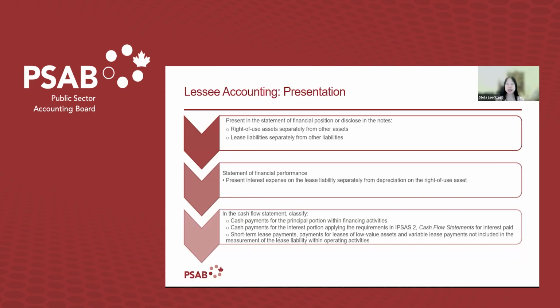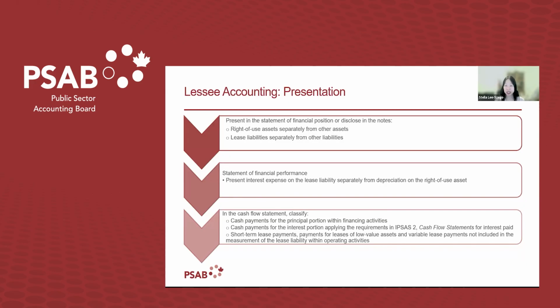For lease liabilities, the presentation requirements are similar to the ones related to right-of-use assets. If not presented separately within the statement of financial position, the lessee will need to disclose the line items in which the lease liabilities are included. In the statement of financial performance, interest expense on the lease liability is presented separately from depreciation on the right-of-use asset.